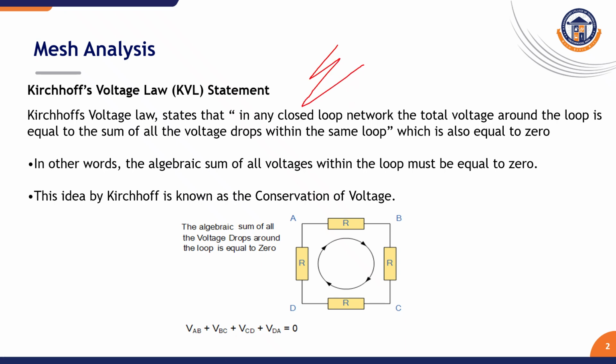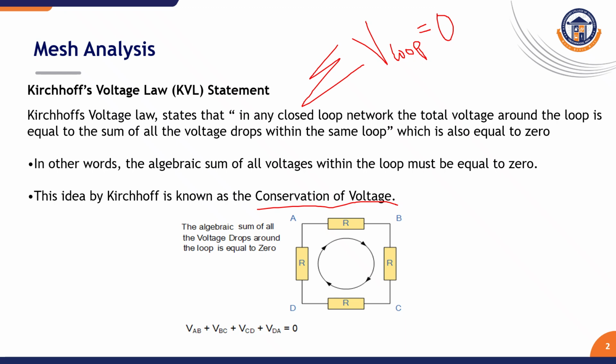the algebraic sum of voltage drops across a loop equal to 0. So this is the shortest way to remember the KVL, Kirchhoff voltage law: the algebraic sum of voltage drops across a loop equal to 0. It is also known as the conservation of voltage.